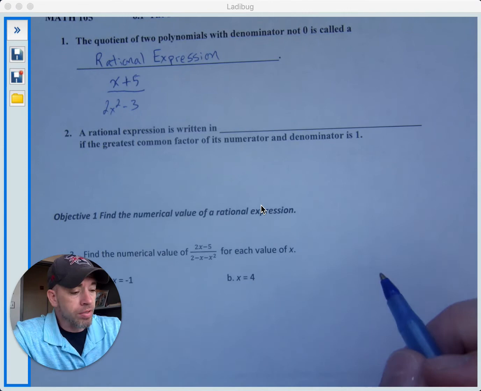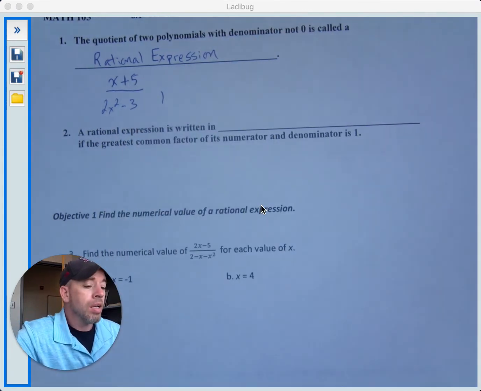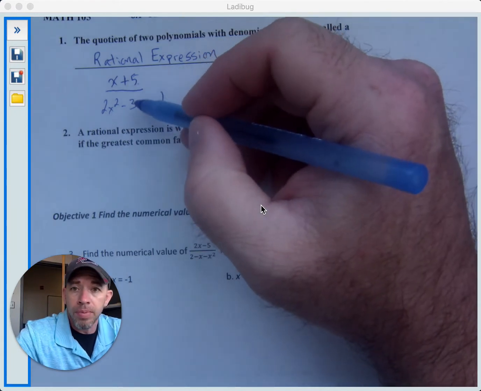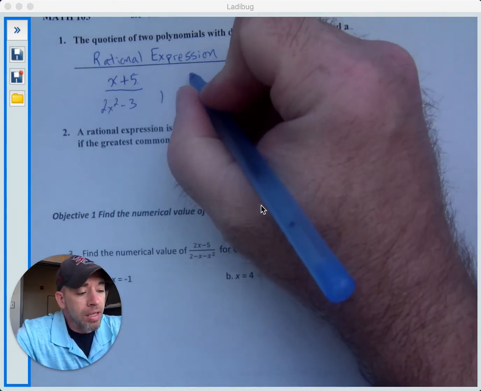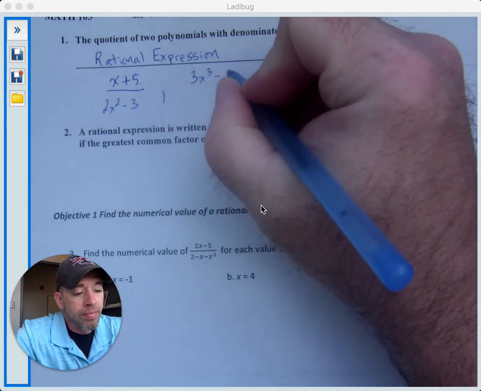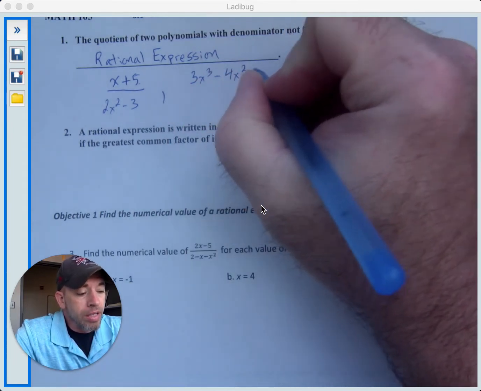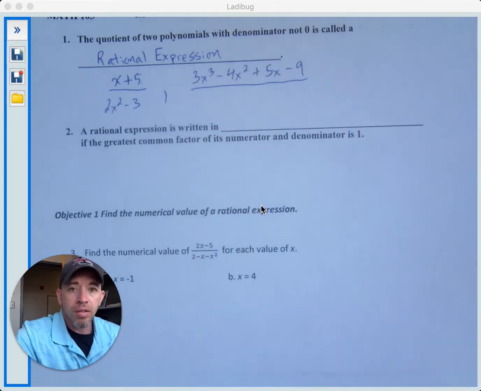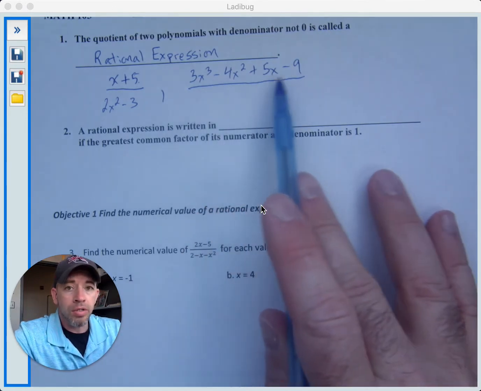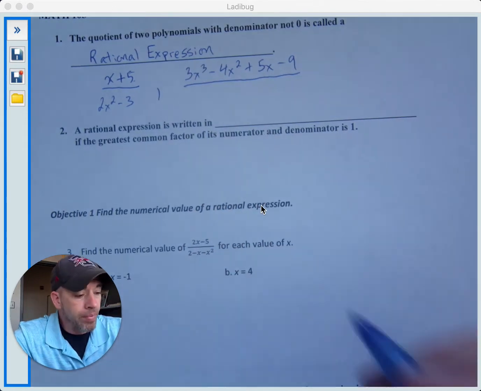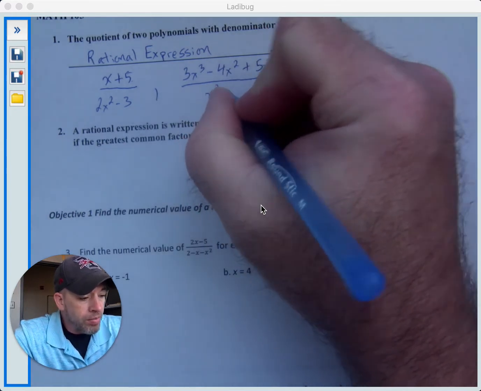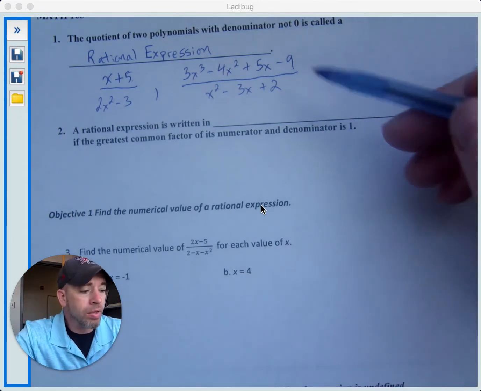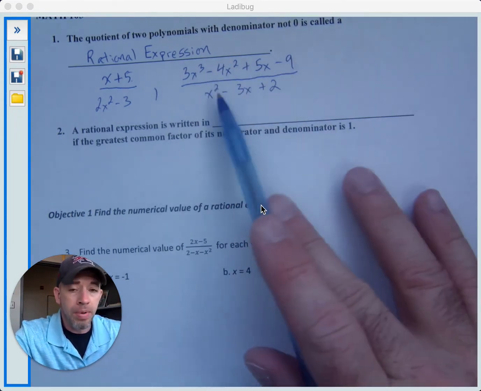Let's give you another example. So that's one example of a rational expression. So we could have larger polynomials here. We have a binomial over a binomial. We could have something like 3x cubed minus 4x squared plus 5x minus 9. So that is a 4-term polynomial. We could put that over another polynomial. Maybe something like x squared minus 3x plus 2. So this big nasty thing is also a rational expression. We have a polynomial over a polynomial.